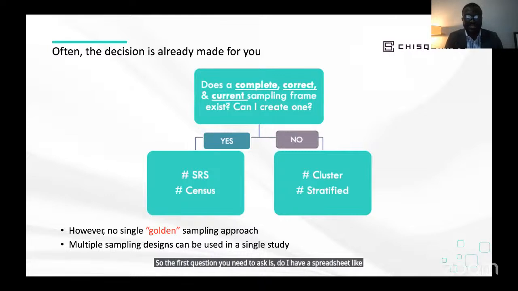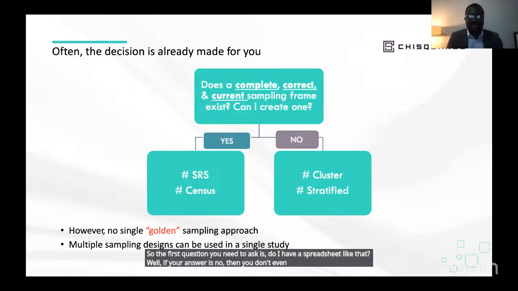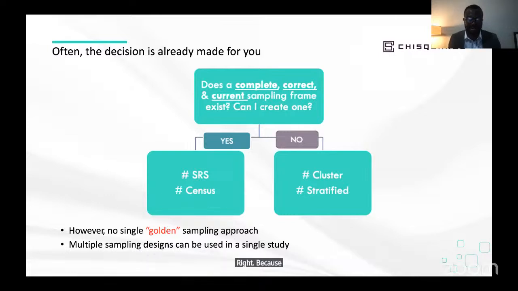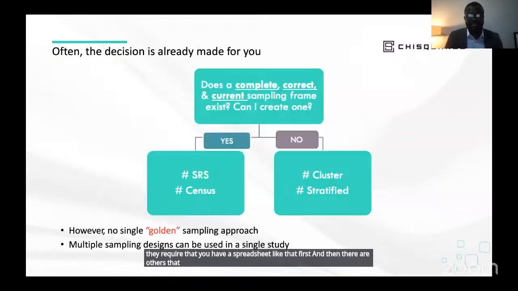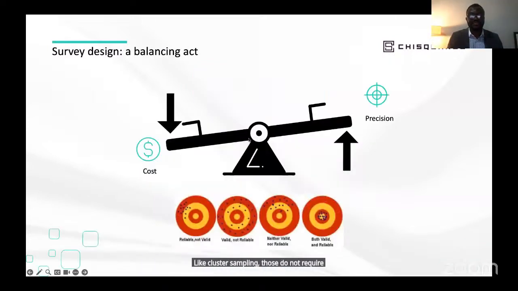A sampling frame is just an Excel spreadsheet that contains the names of all the members of the population. So the first question you need to ask is, do I have a spreadsheet like that? Well, if your answer is no, then you cannot even talk about things like simple random sample, right? Because those require a sampling frame. There are sampling methods that require a sampling frame. That is, they require that you have a spreadsheet like that first. And then there are others that do not require a sampling frame. So like cluster sampling, those do not require a sampling frame.